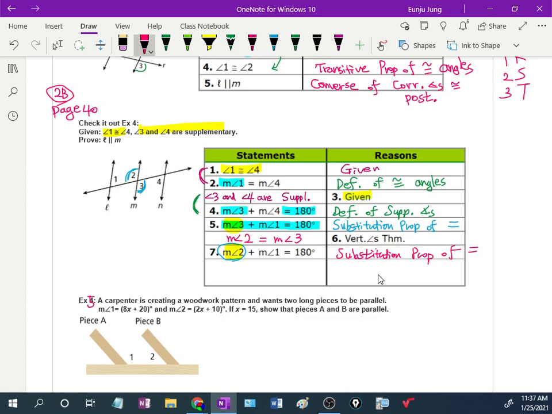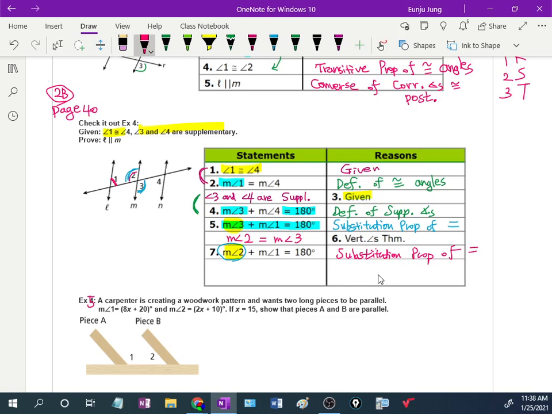And now angle 2 and angle 1, they are supplementary. So what's the relation between angle 1 and angle 2? What's the name of this? Angle 1, I'm sorry, I drew the angle in the wrong place. Angle 1 and angle 2, they are together, same side and together inside, right? So that is same side interior angles.